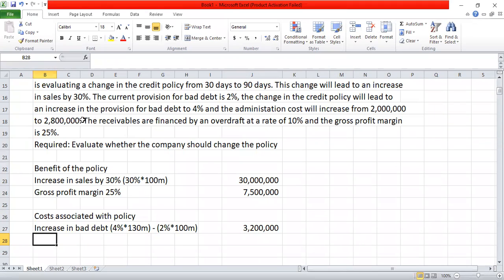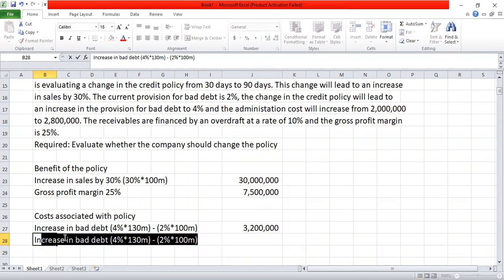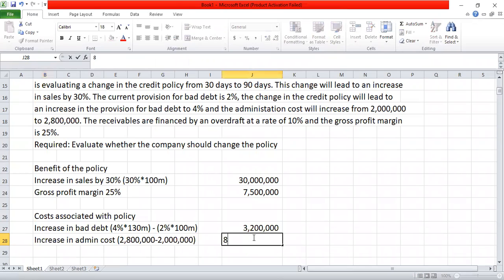Then I also have an increase in administration cost. Increase in admin cost, which is going to be 2.8 minus 2m. Then I get the increase in admin cost of 800.